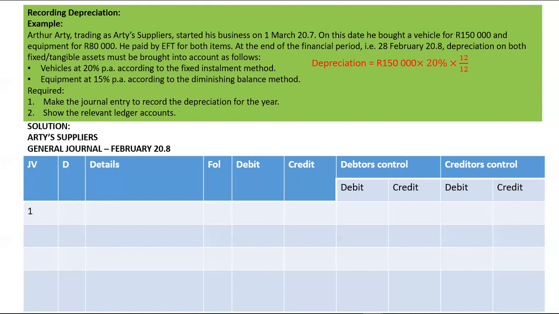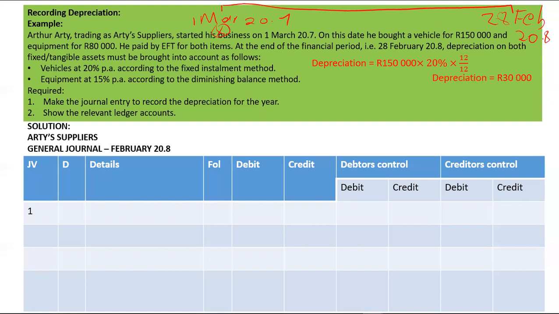Now I'm going to start with my financial year. My financial year will start on the 1st of March, so I will have here 1 March 20.7. And here I will have 28th of Feb, that will be 20.8. So these assets were bought here. They were both bought on the 1st of March, so we've used them for the entire year. That is why here I'm simply multiplying by 12 over 12. Okay, that is depreciation on vehicles, and depreciation on vehicles here will simply be 30,000.